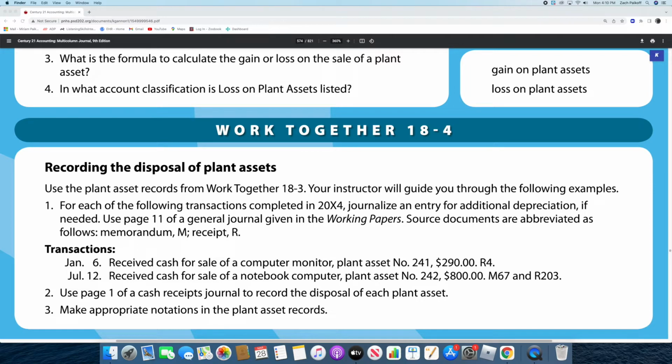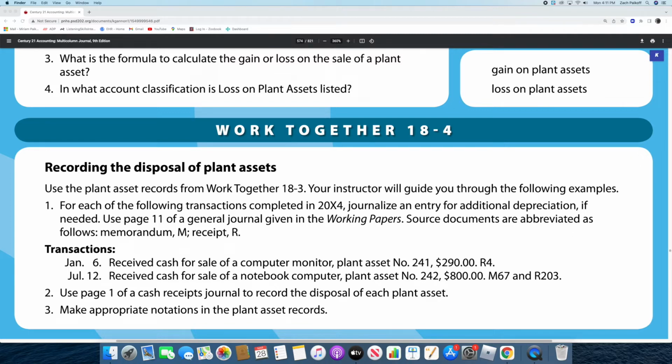But anyway, today I will be going over the 18-4 work together, where we will be recording the disposal of plant assets. So the instructions say, use the plant asset records from work together 18-3. Your instructor will guide you through the following examples. Number 1. For each of the following transactions completed in 20x4, journalize an entry for additional depreciation if needed. Use page 11 of a general journal given in the working papers. Source documents are abbreviated as follows.